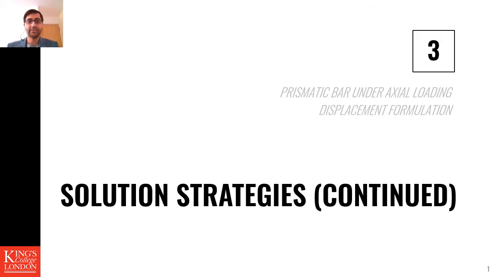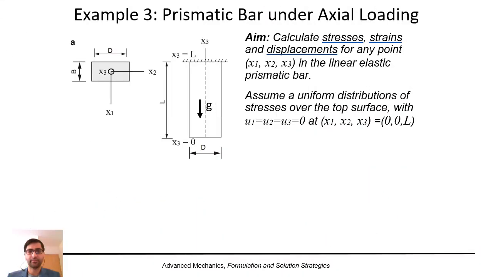We continue with semi-inverse solutions in the third part of the lecture. Here we have another example. It's a prismatic bar under axial loading. By prismatic bar, I mean a bar that is fixed to the ceiling from a surface.